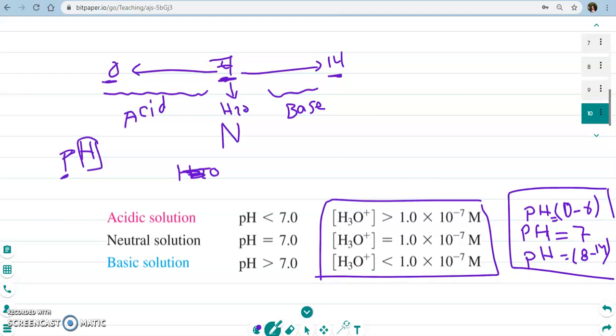If they give you right away the pH number, in numbers from 0 to 14, then you just follow this chart here. If the question gives you the concentration of the hydronium ion, or in other words, the concentration of hydrogen, or the concentration of the OH, then you follow this chart here. Okay.